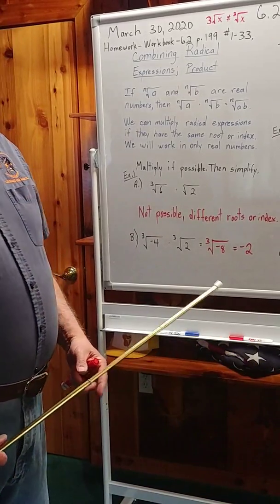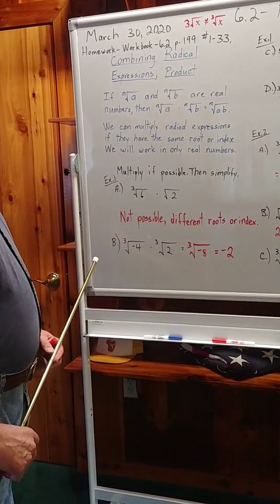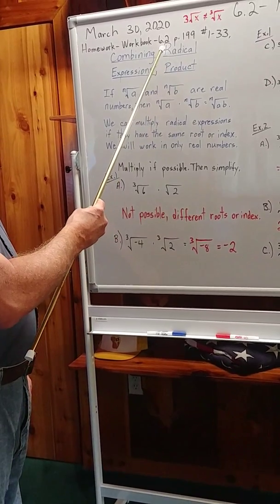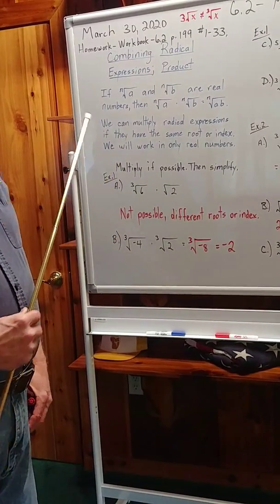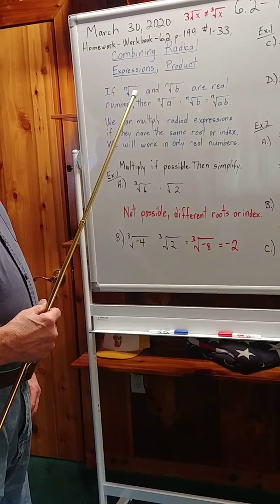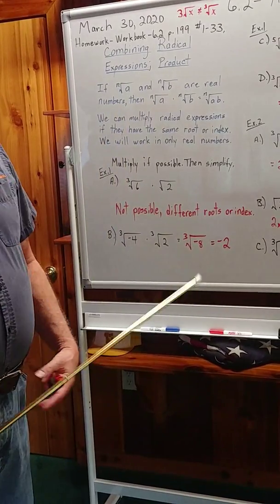Today's topic is multiplying and dividing radical expressions. My students have an assignment, 6.2, page 199, in their green and white workbook, numbers 1 through 33.